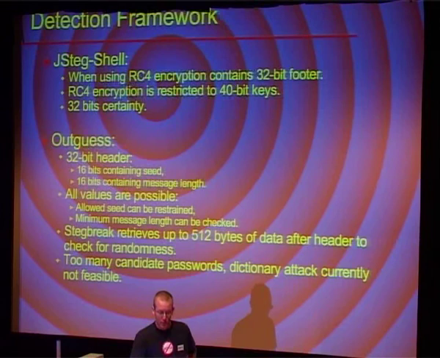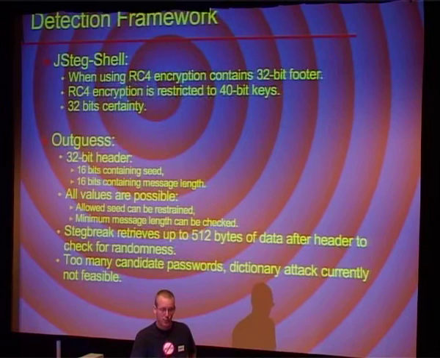For Outguess, well, things look different here. We only get a 32-bit header, which contains a 16-bit seed and a 16-bit message length. But all the values are possible, so there's no real good way for Stegbreak to tell if the key is correct. What I can do is restrain the seed, because the program starts using the seed from the beginning, and I can specify a minimum message size. But that still isn't enough. I get many, many words that fit these restraints.